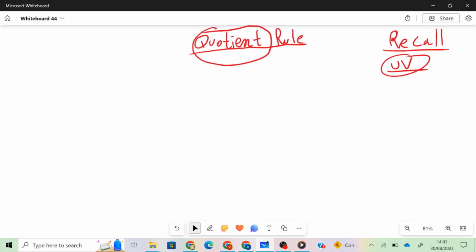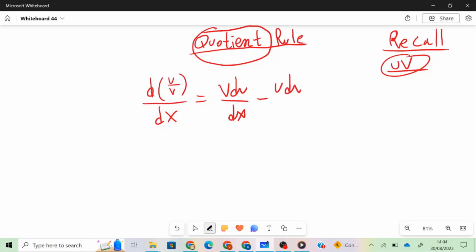The quotient rule is as follows. We have d, in brackets we're going to have u over v, because this is what we're essentially differentiating. I'll come back to that in a moment. So d of u over v, dx, is equal to v du dx minus u dv dx, all over v squared.